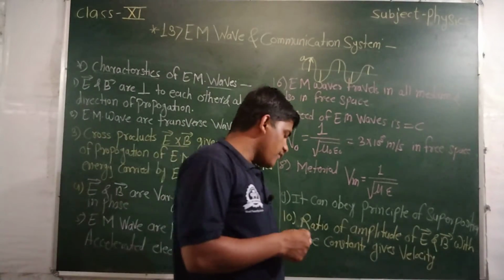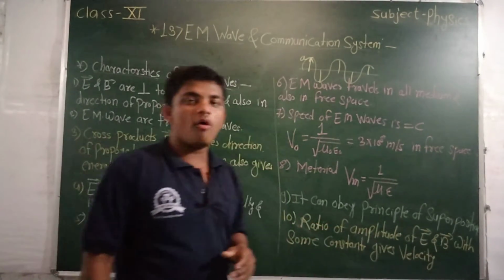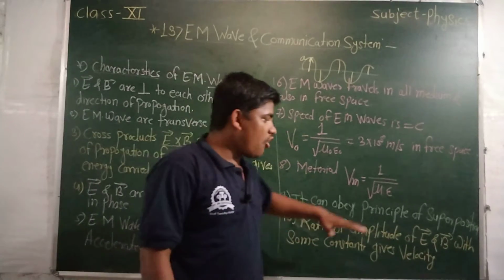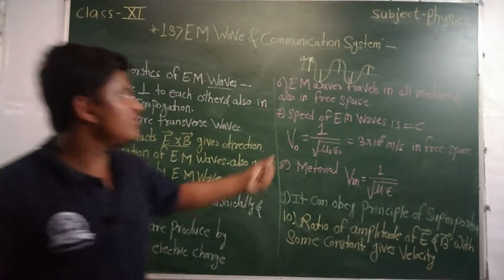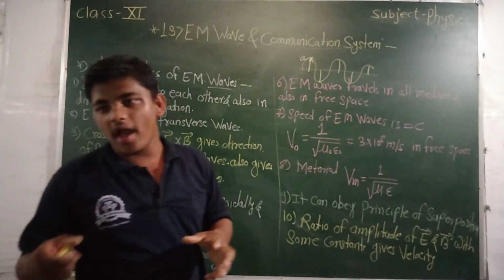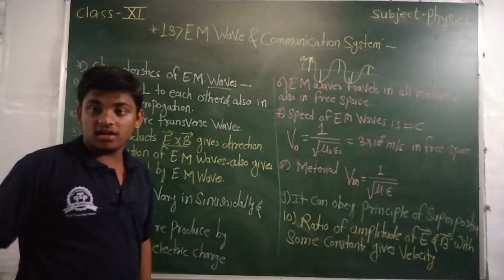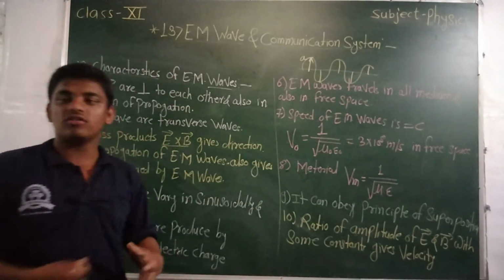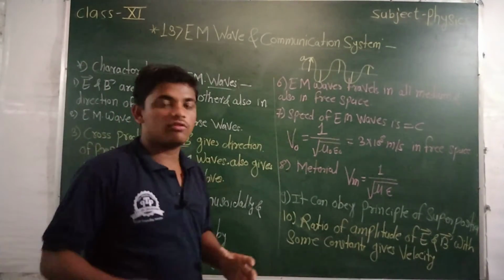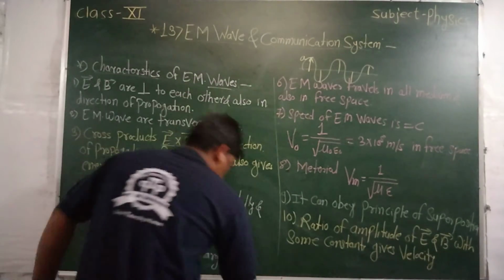Electromagnetic waves also obey the principle of superposition, and the ratio of the amplitude of the electric field and magnetic field, these are the amplitudes, with some constant gives the velocity of electromagnetic waves. I will show it here.